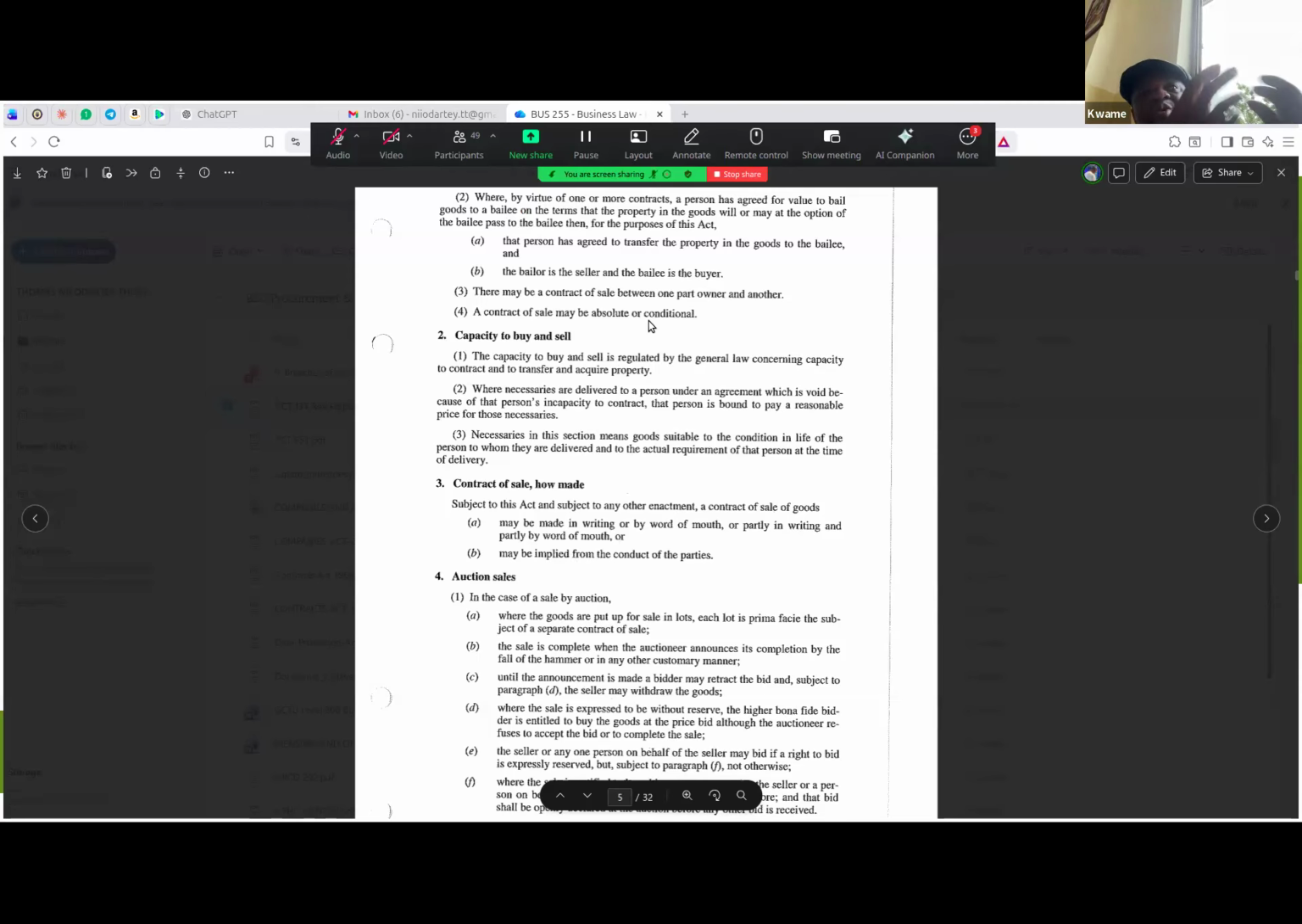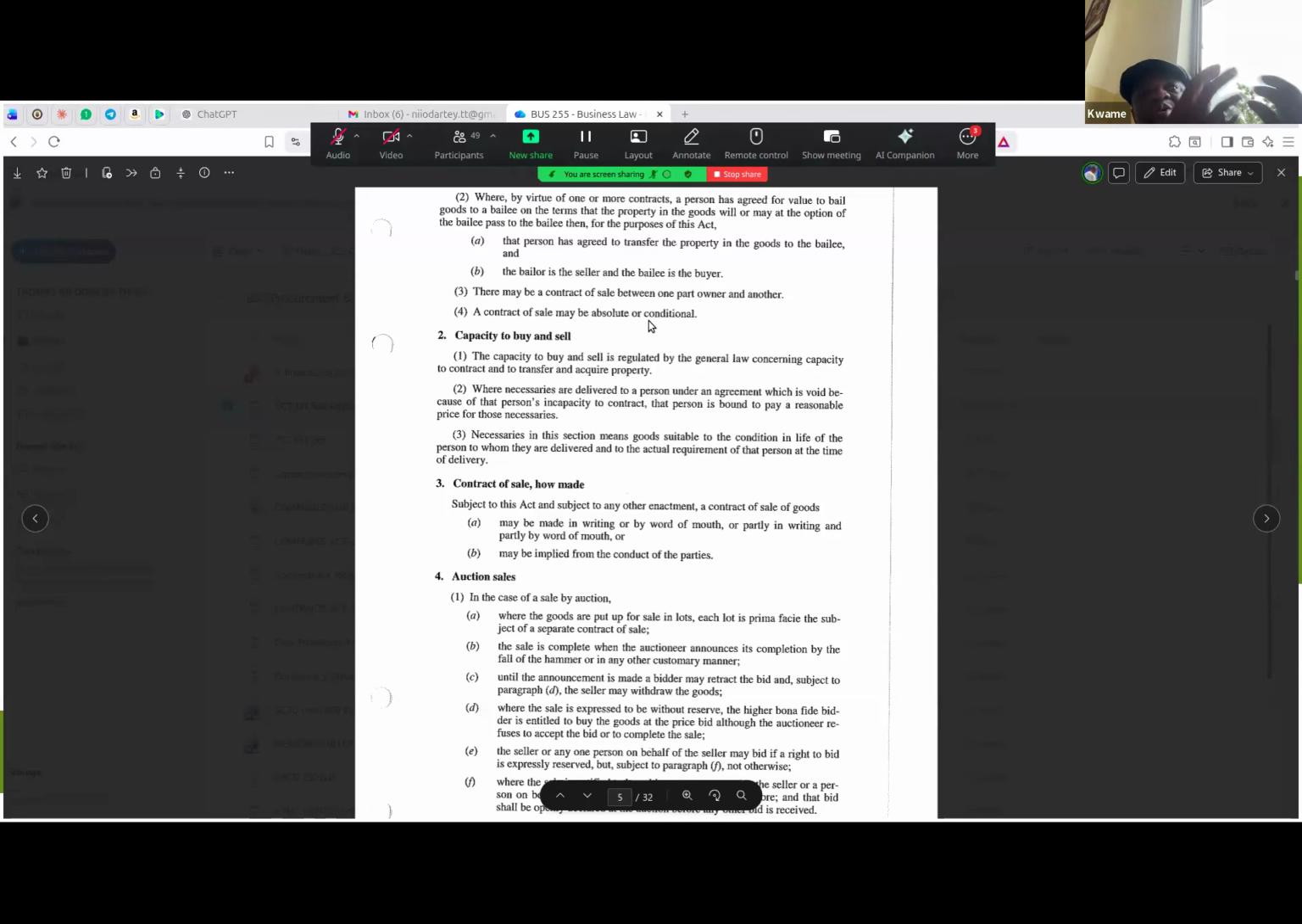A lot of people must be arrested? No, it has nothing to do with arrest. It's not criminality. It's about the contract. What we said was that if the person doesn't have capacity, then the contract is either voidable or void. It's voidable.